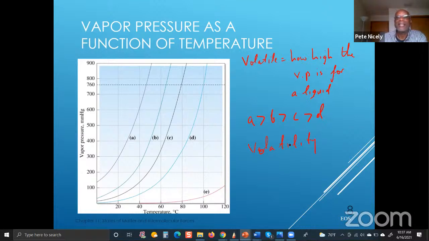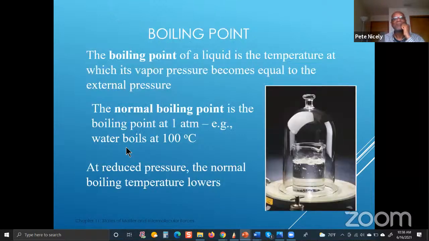All right. And that's because A has the highest vapor pressure for the same temperature compared to the others, and then B follows suit, then C, then D. All right. Okay. So that's basically what we can say about the vapor pressure as a function of temperature.